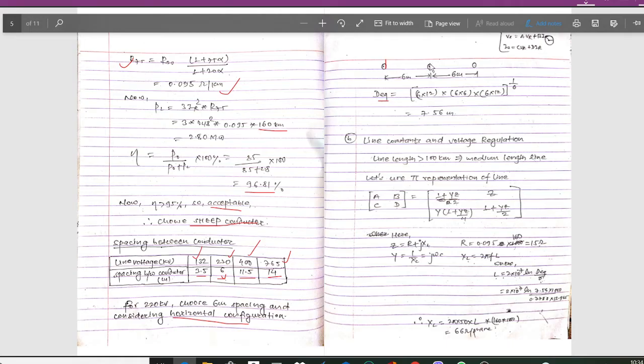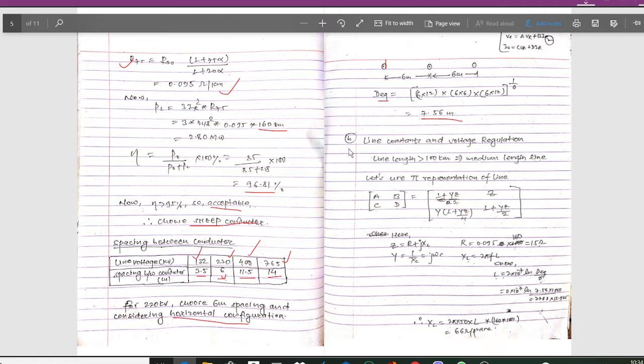meters. Similarly from here to here 6 meters, and at last if you take this as a reference, from here to here we have 6. Similarly from here to here we have 6 plus 6, 12, so 6 into 12 into 6 into 6 into 6 into 12, to the power 1 upon 6, so we get 7.56 meters.